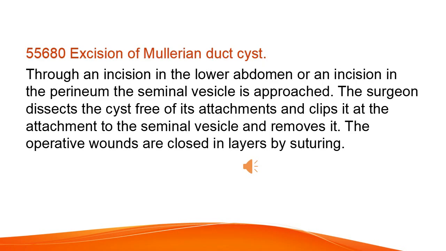Excision of Mullerian duct cyst. Through an incision in the lower abdomen or an incision in the perineum, the seminal vesicle is approached. The surgeon dissects the cyst free of its attachments and clips it at the attachment to the seminal vesicle and removes it. The operative wounds are closed in layers by suturing.